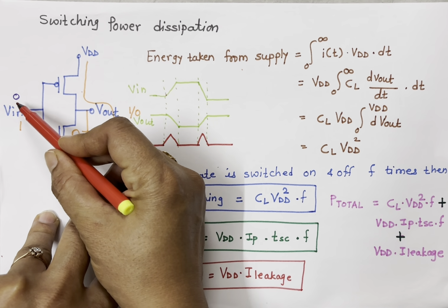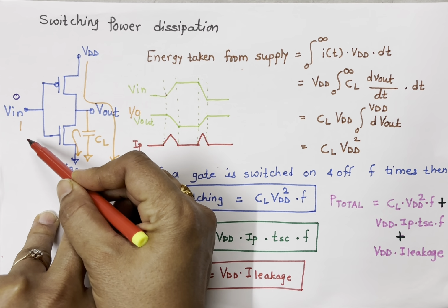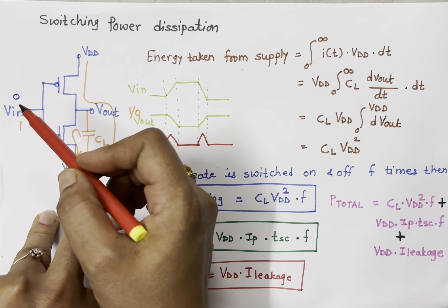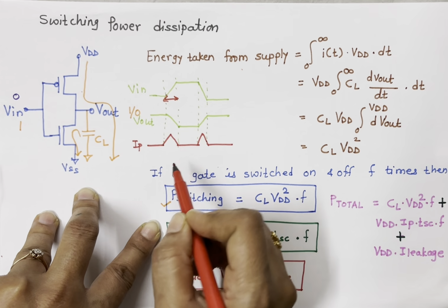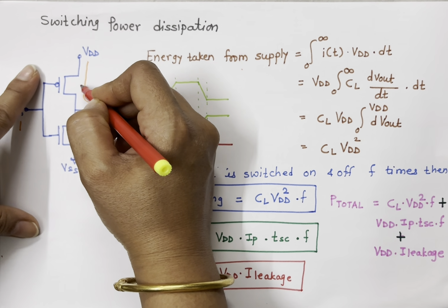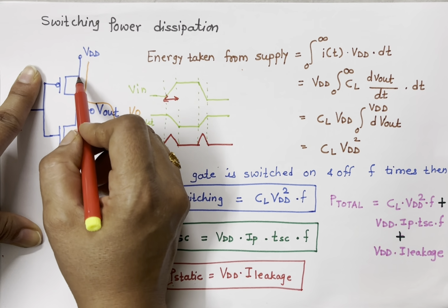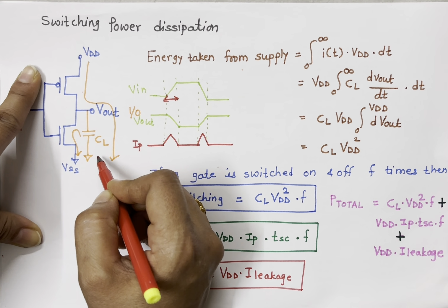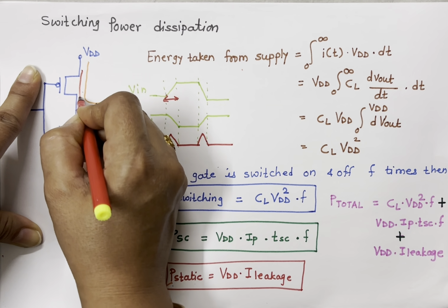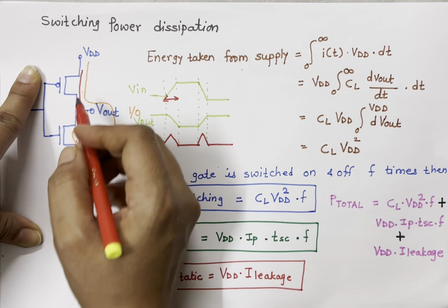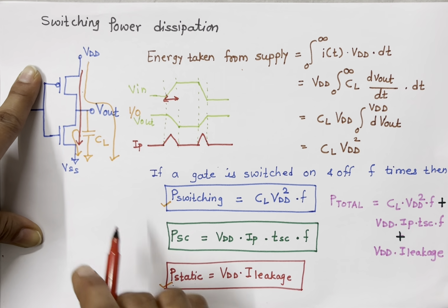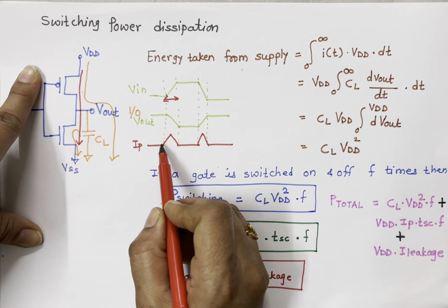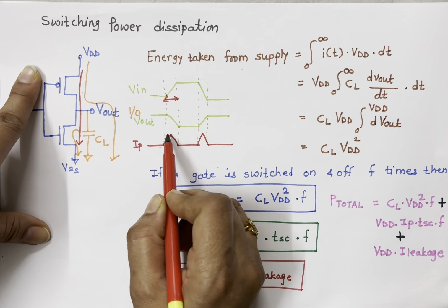See, when input is 0, only PMOS is on. When input is 1, only NMOS is on. But when input is changing from 0 to 1, at this time both PMOS and NMOS are on for some time. So at that time, instead of flowing through the load capacitance, current will directly flow through these two transistors from VDD to P channel to N channel to VSS. And this is our short circuit current. Here it is represented as IP. IP is the peak value of this short circuit current.